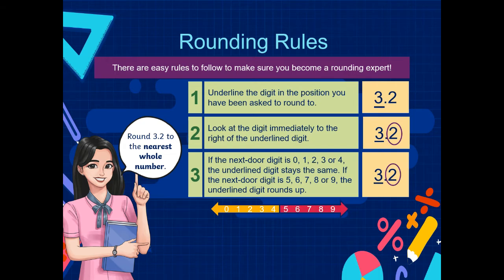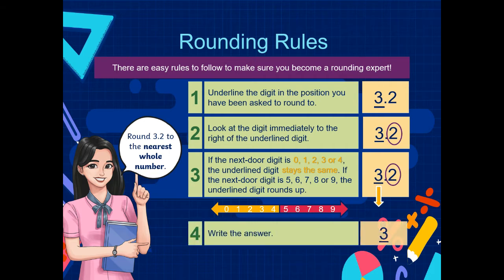If this digit is 0, 1, 2, 3, or 4, then the whole number rounds down or it stays the same. But if the digit is 5, 6, 7, 8, or 9, then the whole number rounds up and 1 must be added to it. So 2, being the next door digit of the whole number 3, shows the 3 must be rounded down. That is why 3 stays the same. The rounded number is 3.